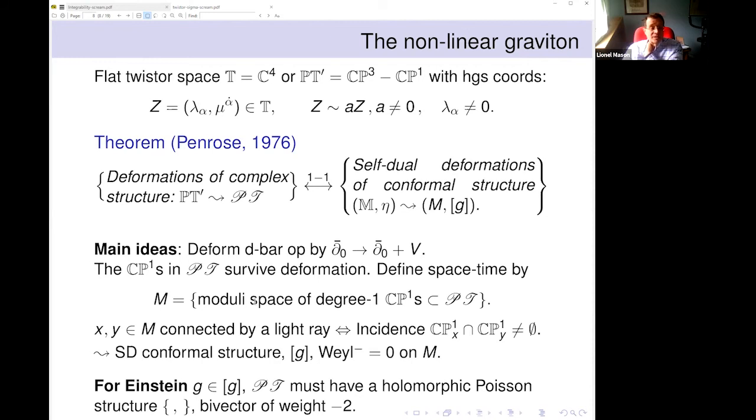So you can define space-time in that way, and you can define a conformal structure because x and y will be connected by a light ray if and only if the two corresponding curves in twistor space intersect. And it's guaranteed that the anti-self-dual Weyl tensor will vanish. So this is very much like the structures that I think Boris was telling us about this morning.